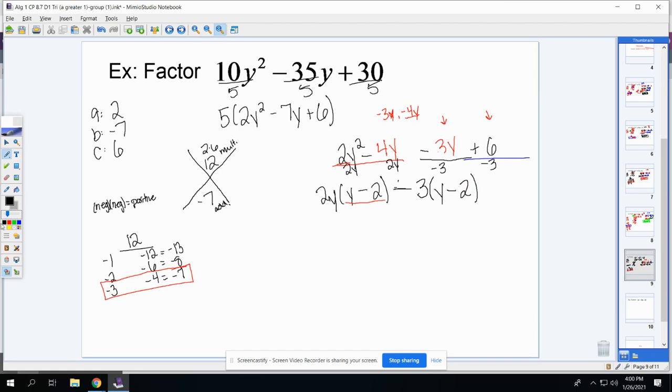So this is 2y times y minus 2 minus 3 times y minus 2. Hopefully you guys can see there our parentheses are the same. So go ahead, throw those in the same set, and then include your other two numbers as well, 2y minus 3. And lastly here, make sure we remember that GCF that we took out right here. We took out a 5 very early on. We've got to make sure we include that in the final answer. So our final answer here, 5 times y minus 2 times 2y minus 3.